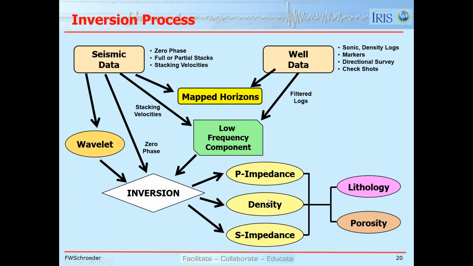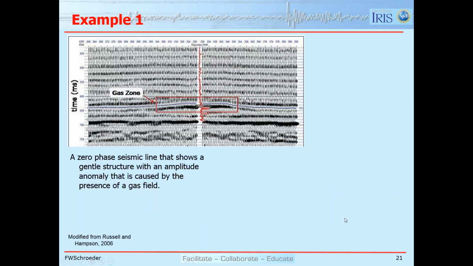And from the P impedance, the density, and the S impedance, what we'll try to interpret is what the lithology is and/or what the porosity of the sandier units or the reservoir-prone units are.